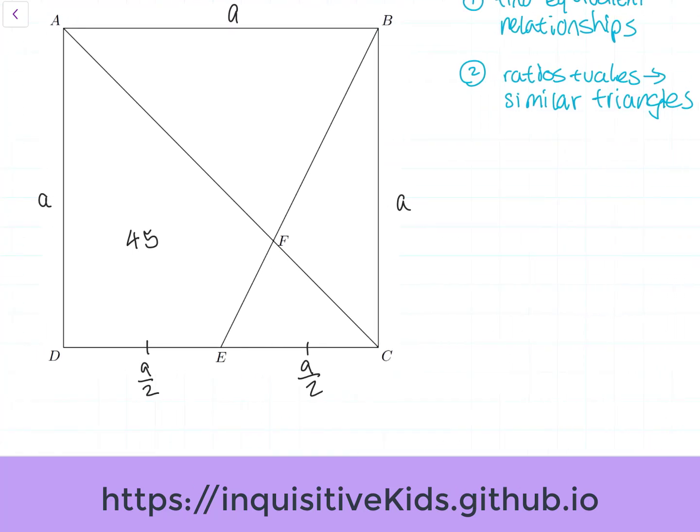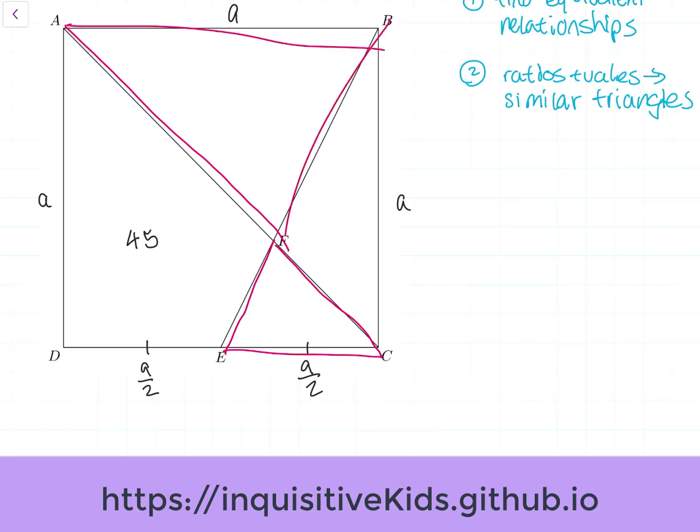After that, we need to identify similar triangles. As you can tell from our previous videos, in all the pairs of similar triangles, the smaller one was inside of the larger one, like this. But in this case, it is different. If we look closely, we will see that triangle EFC and triangle AFB are similar as well.